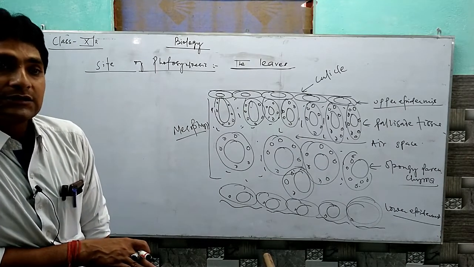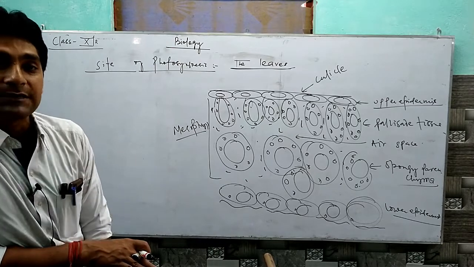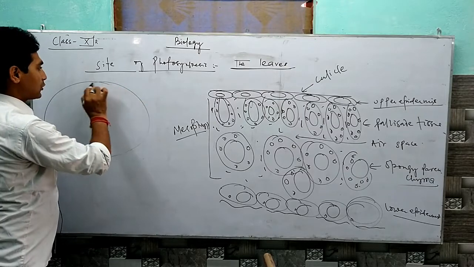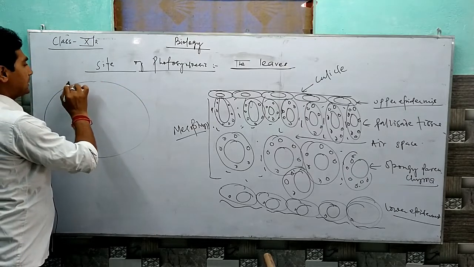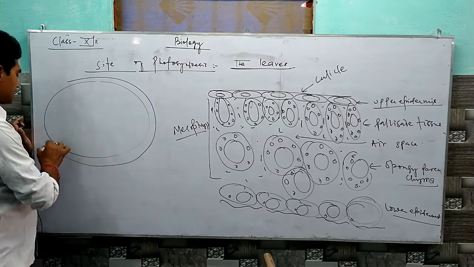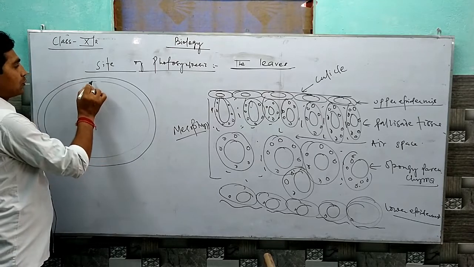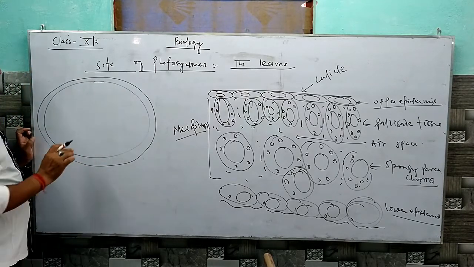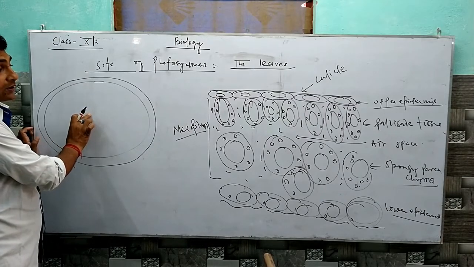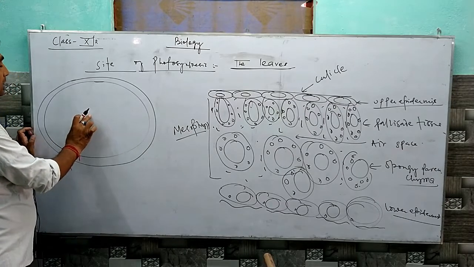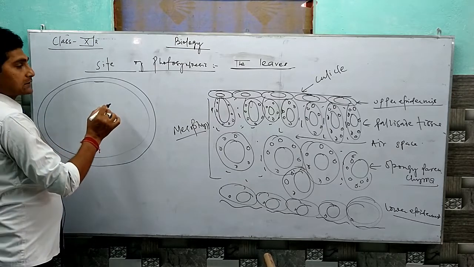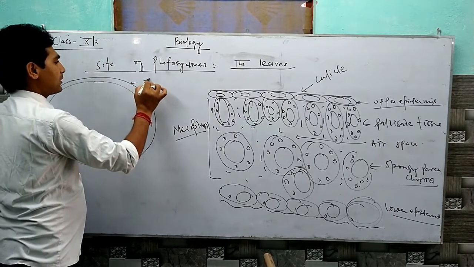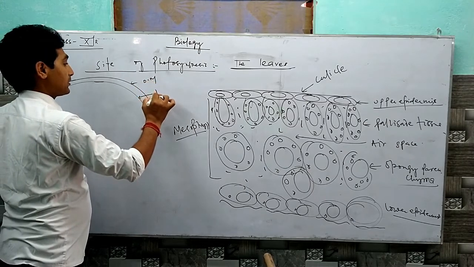Chloroplast was first discovered by Schimper. This is the chloroplast, a double membranous structure. Here photosynthesis occurs. It is a cell organelle present in the cytoplasm of the plant cell, and it is a double membranous structure forming an outer membrane and an inner membrane.